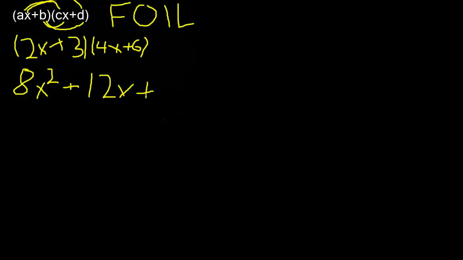plus, and then we got another 12x in there. That does not always happen. Got lucky this time. And then plus 3 times 6. Hopefully you know how to do that. If you don't, you go back to 2nd grade. That's 18. So now we have 8x squared plus 12x plus 12x plus 18.